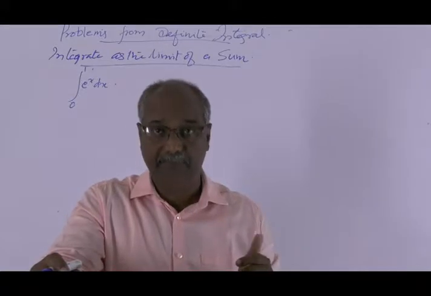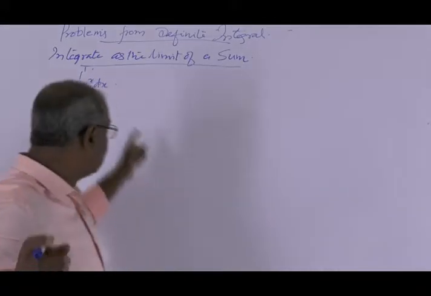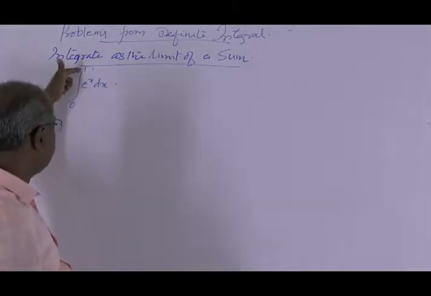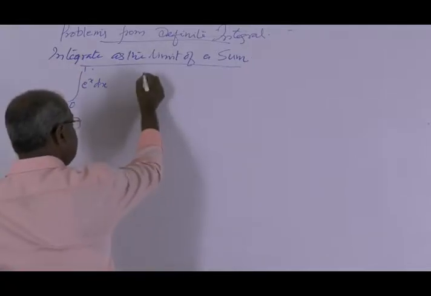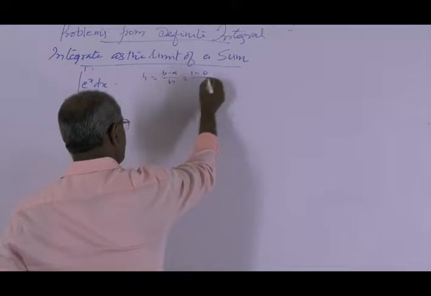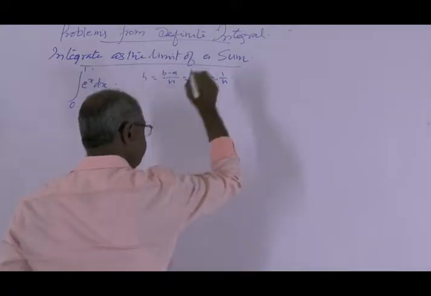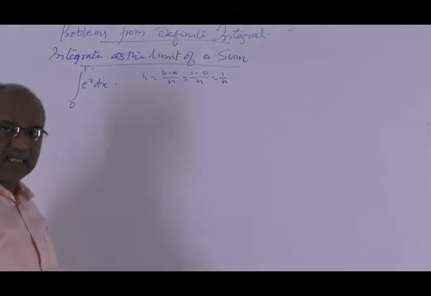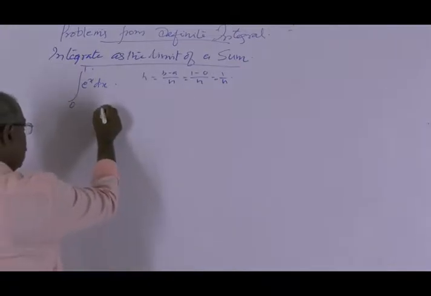And now here, a equal to 0 and b equal to 1, and h is equal to (b minus a) by n, which is (1 minus 0) by n, equal to 1 by n.